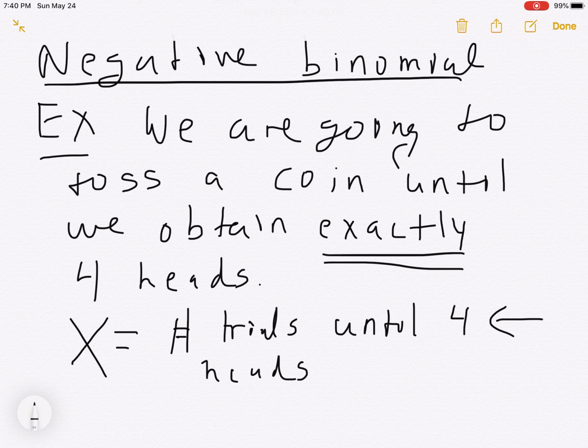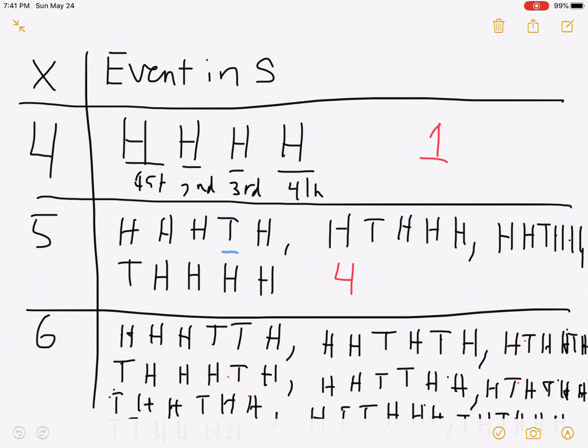And that is that every single trial results in a head, all four of them. So the first, the second, the third, and the fourth are all heads. If X is five, that means there were five tosses of the coin, and four out of five of them landed on heads. Okay.